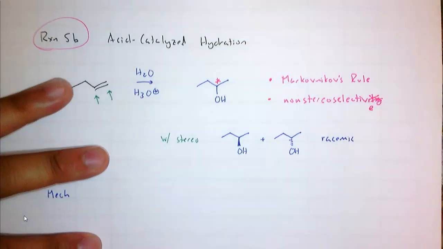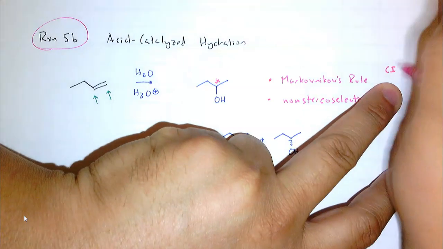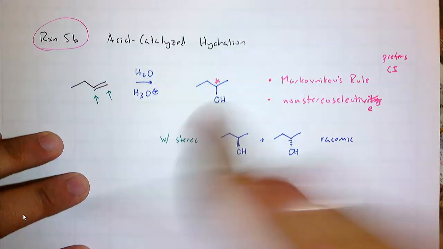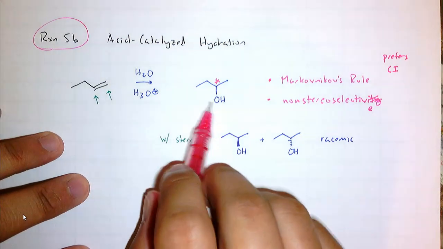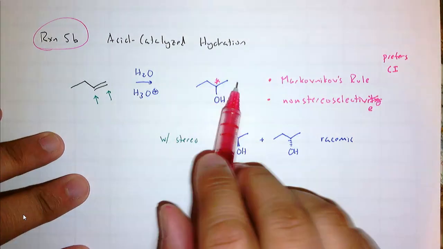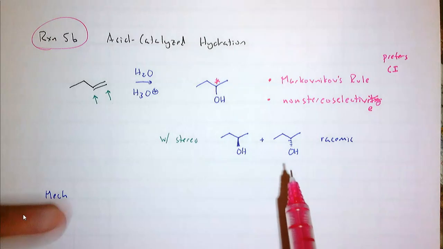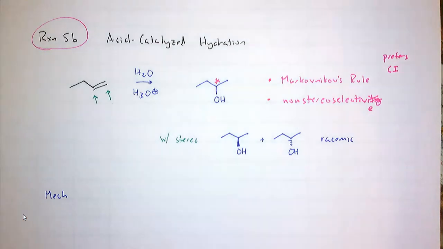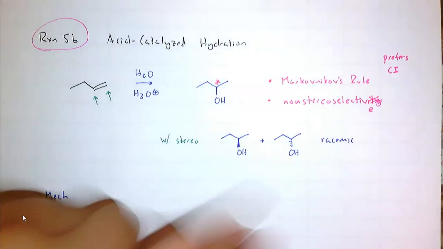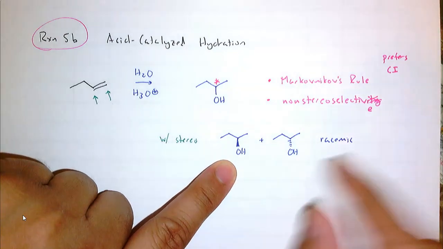Markovnikov's rule tells you that you are picking between two or more constitutional isomers. So it prefers a certain constitutional isomer, because the other molecule that's possible is, what if I put the OH on the other carbon? I'm not going to draw it, but visualize, what if the OH was here? Then I have to choose between two constitutional isomers, and I chose this one, the one that follows Markovnikov's rule. I say it's non-stereoselective because both of these are made 50-50. Do you see how it's not selecting either the R or the S?